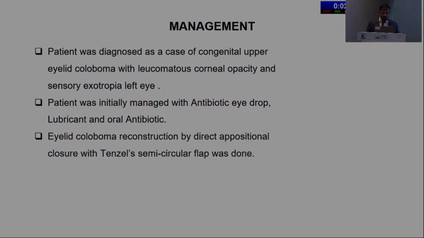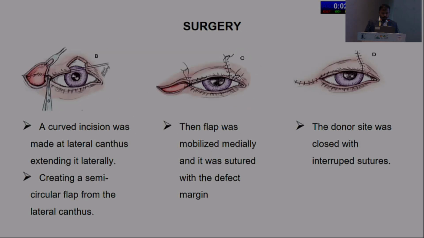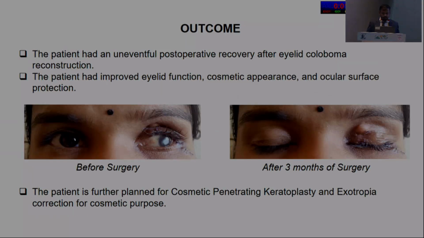The patient was initially managed with antibiotic eye drops, lubricant, and oral antibiotic. Eyelid coloboma reconstruction by direct appositional closure with a Tenzel semicircular flap was done. Here a curved incision was made at the lateral canthus, extending laterally, creating a semicircular flap from the lateral canthus. Then the flap was mobilized medially and sutured with the defect margin. The donor site was closed with interrupted sutures.